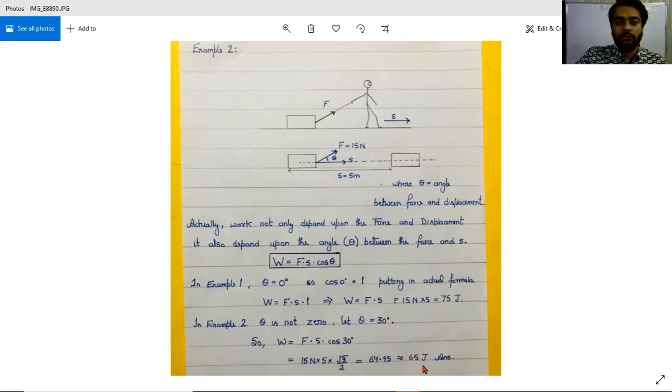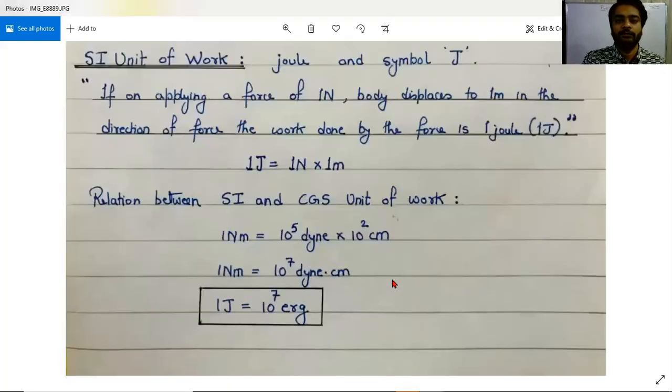Okay. Now we will discuss the unit of work. We will not say Newton meter, because Newton meter is the unit for torque or moment of force. We'll use the word joule, and the symbol will be capital J. So we can say that 1 joule is equal to 1 Newton into 1 meter, and we can have a statement also: if on applying a force of 1 Newton on a body, that body displaces by 1 meter in the direction of the force applied, then we will say that 1 joule of work is being done.